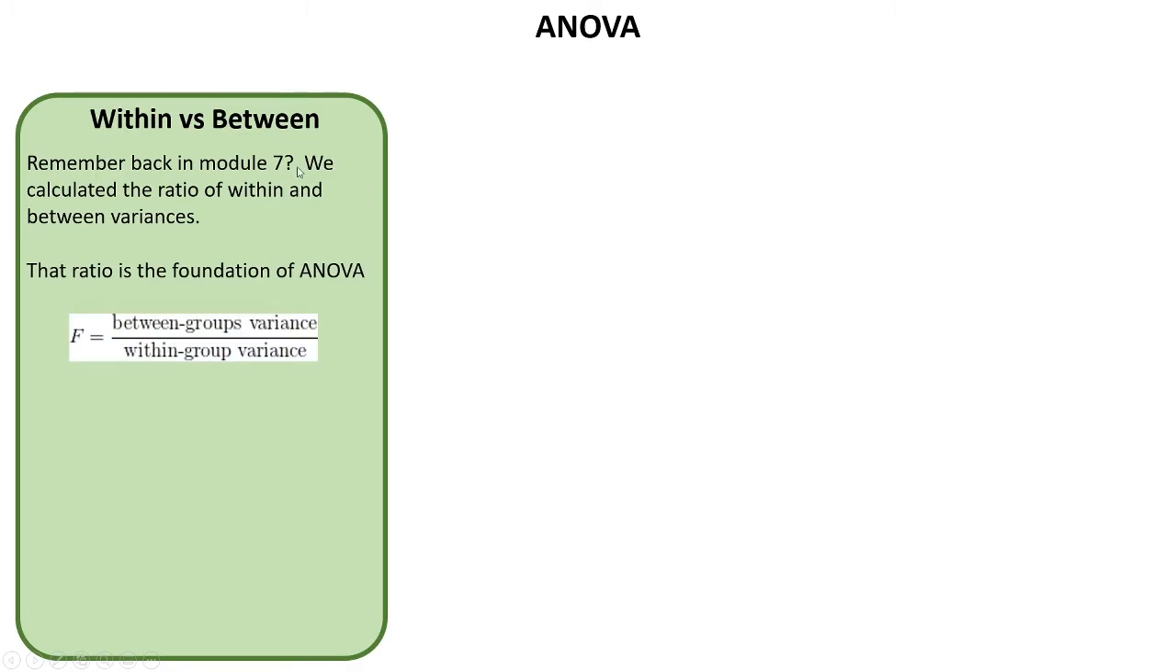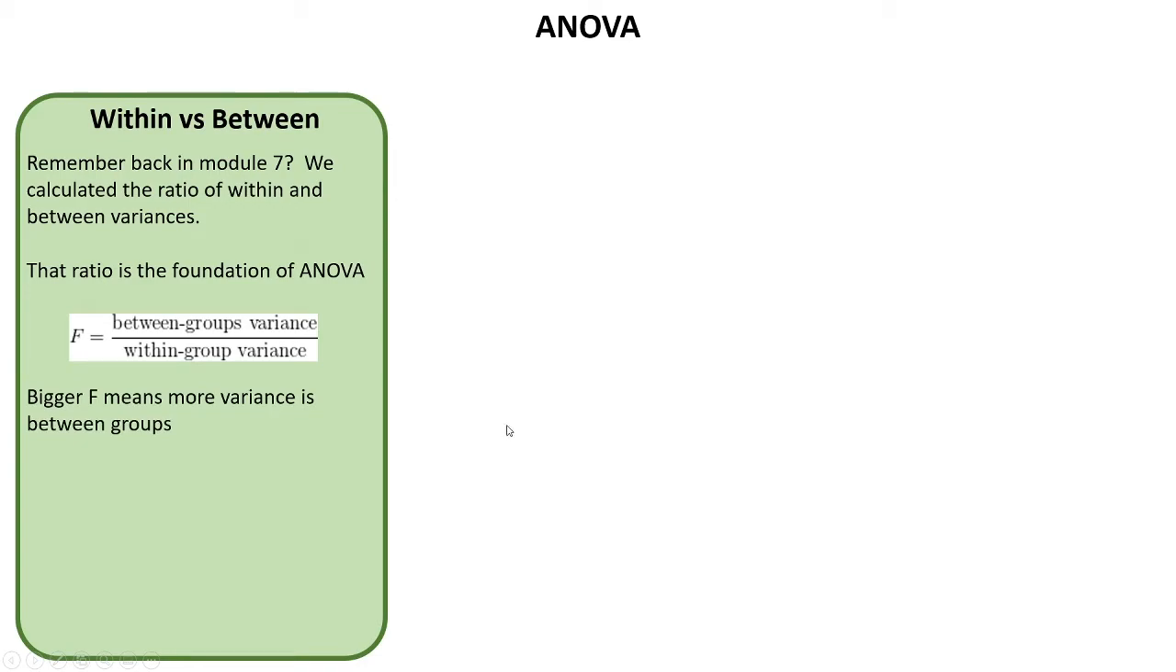Okay, so what is this within versus between in an ANOVA? Remember back in Module 7, we calculated the ratio of within versus between variances. And this ratio is the foundation of an ANOVA. You've probably seen an F statistic before. We're going to tie F statistics in with R squared and p-values this week. An F statistic is simply the ratio of your between group variance over your within group variance. We're giving it a name. That name is F.